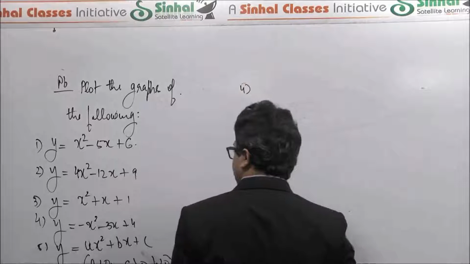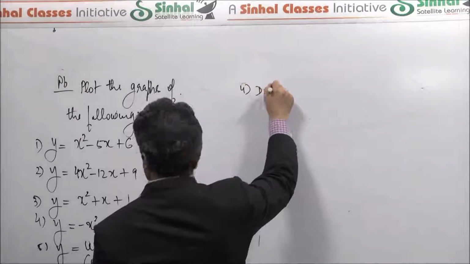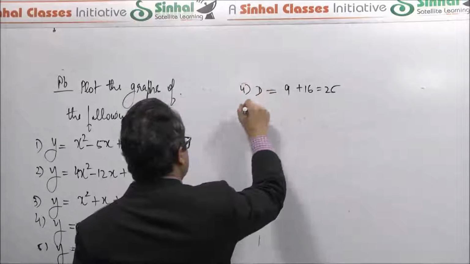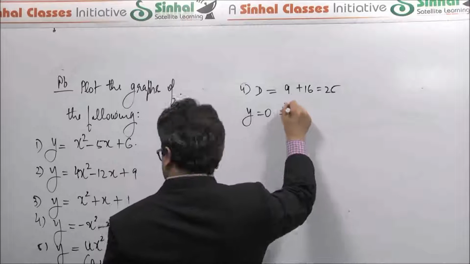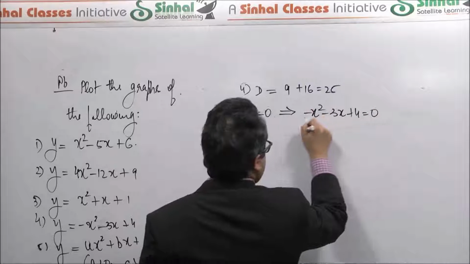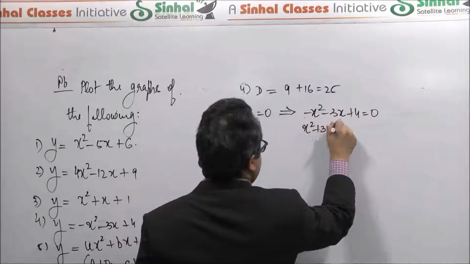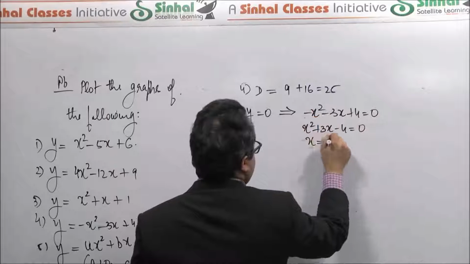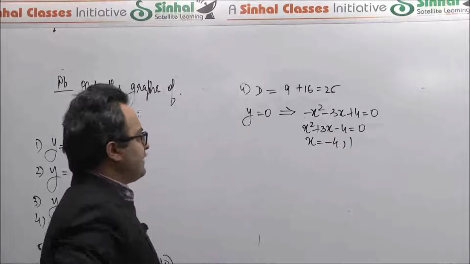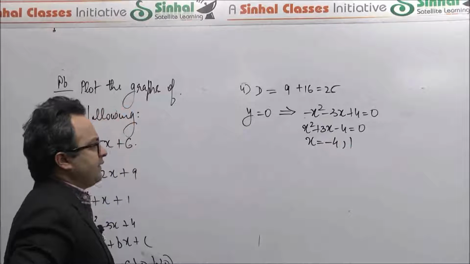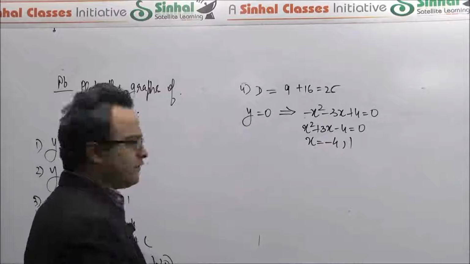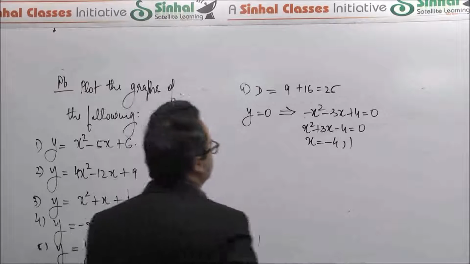Fourth one now, a is negative, so the parabola will open down. The discriminant will be 9 plus 16, so that is 25. So there are two distinct points of intersection. If I put y equal to 0, we get the values of x as minus 4, comma, 1, right? So the points of intersection therefore are minus 4, comma, 0 and 1, comma, 0.